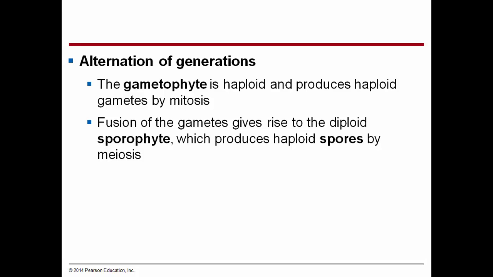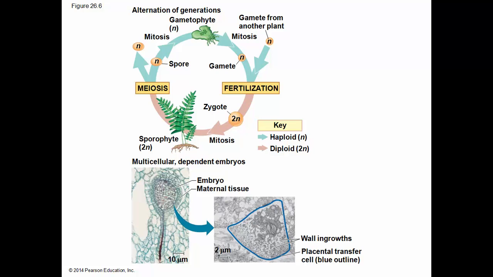The gametophyte is haploid and produces haploid gametes by mitosis. Fusion of the gametes gives rise to the diploid sporophyte, which produces haploid spores by meiosis. This is known as the alternation of generations, and it's a characteristic of all embryophytes, all terrestrial land plants. Here we have a basic schematic of the alternation of generations.